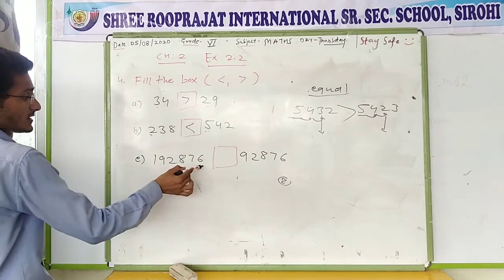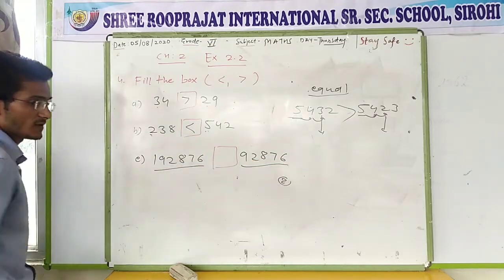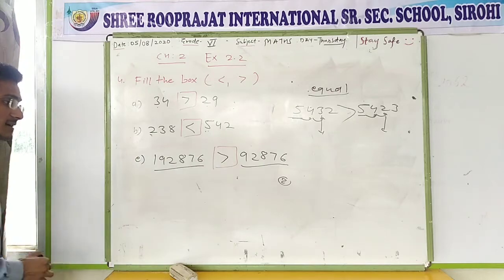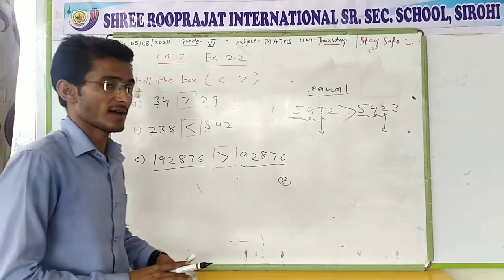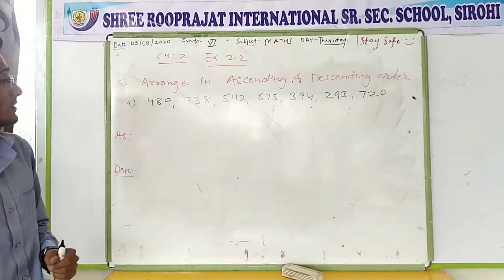But next one, you can see it has 6 digits and here 5 digits. So without thinking, this will be greater because it has more digits, 6, and the other has only 5. Yes, so next question, question number 5.